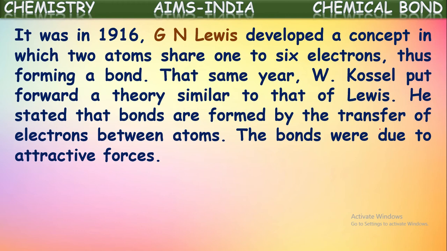Lewis proposed that atoms share electrons between them to form a bond. At the same time, Kossel proposed that atoms transfer electrons from one to another, and hence they create some attraction. Because of that, chemical bonds are formed. Okay, about these two we are going to learn clearly in further classes, about how elements share electrons and how elements transfer electrons between them.